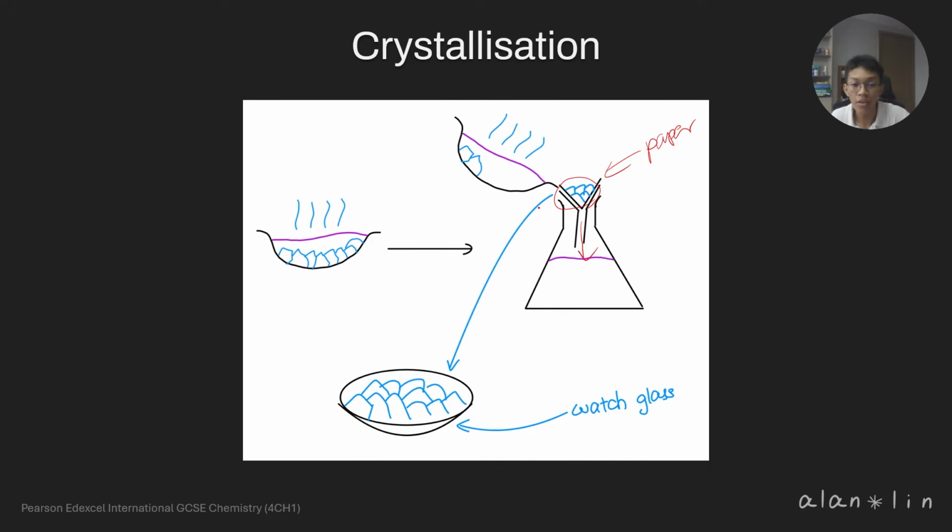What we need to do now is to let the salt crystals dry in a watch glass, and we can put it in a warm place, for example a warm oven, and we can wait some time, and then we will get the pure dry salt crystals that we want. And that's how we make soluble salt crystals.